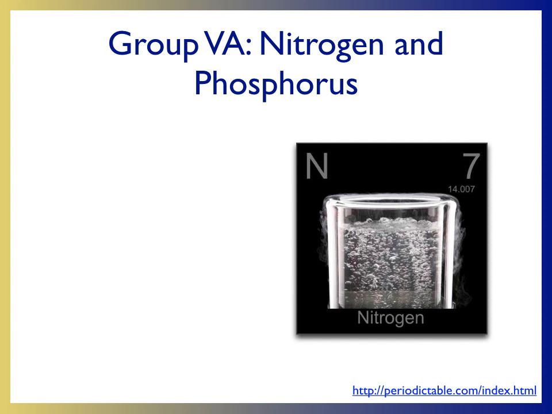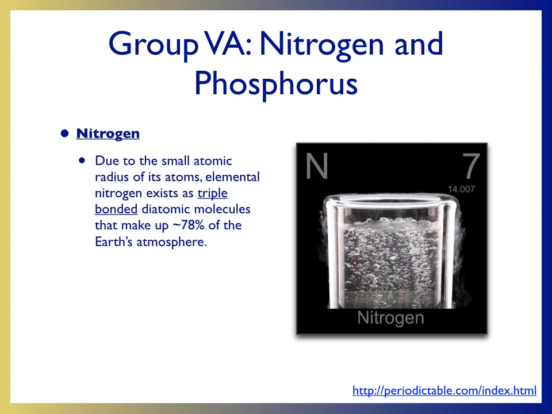The final group we're going to look at in this lecture are group 5A elements, nitrogen and phosphorus. We'll first take a look at nitrogen, which again is the second row element and has properties a little bit different than the third row element. Remember that because nitrogen is a second row element, it has a higher electronegativity and smaller atomic radius. Due to this, nitrogen atoms can get very close together, forming N2 molecules that have a triple bond between them.